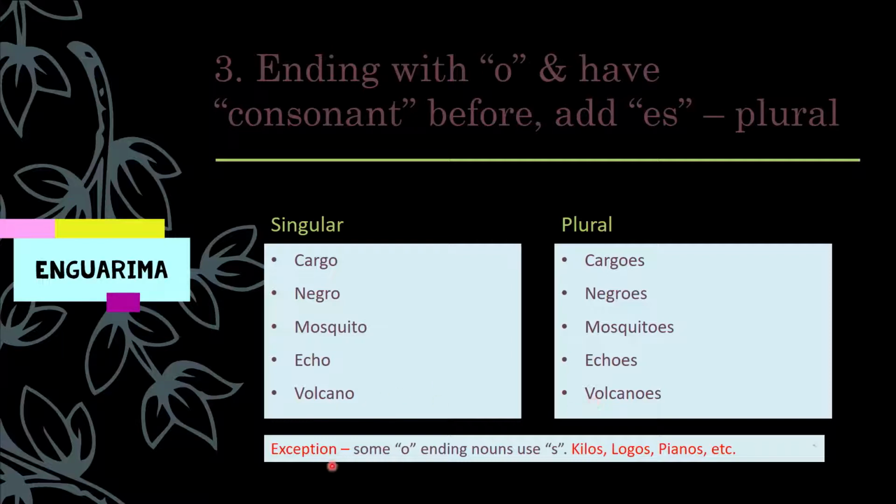Now there's an exception here. Some o ending nouns use s instead of es. Examples: kilos, logos, pianos, etc.